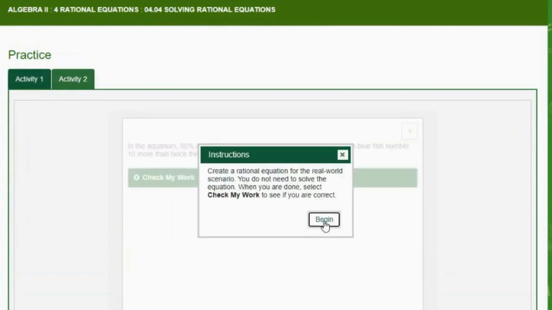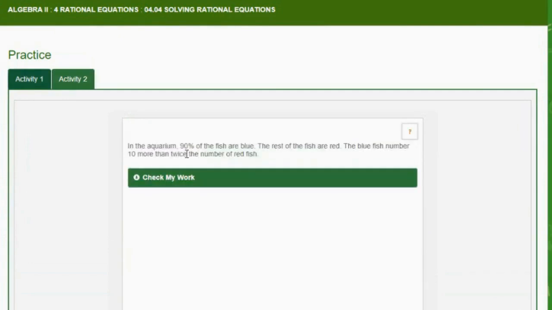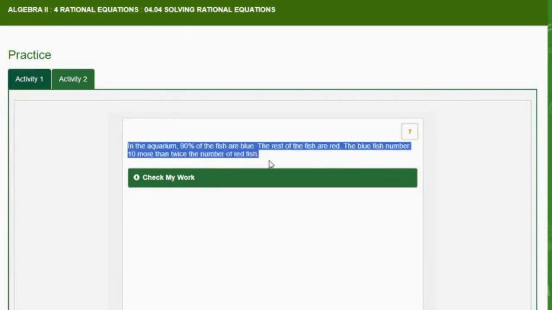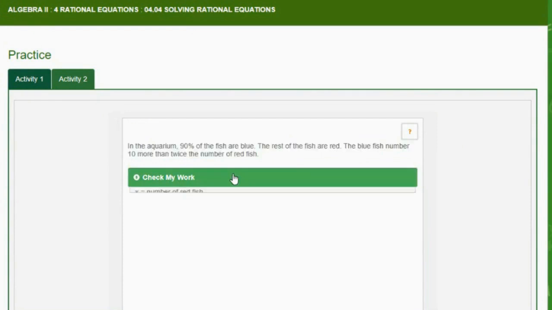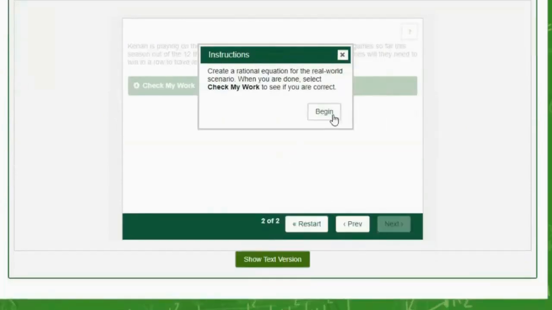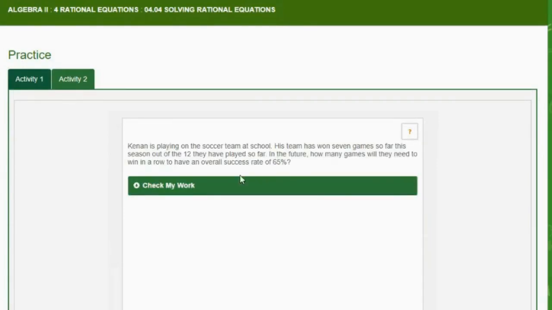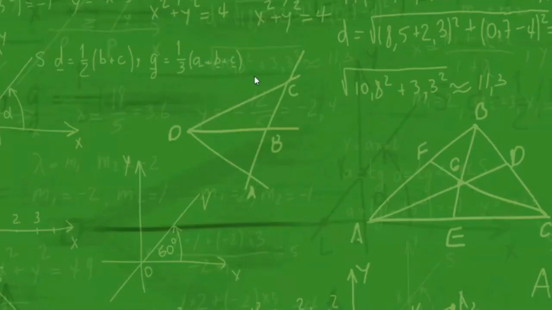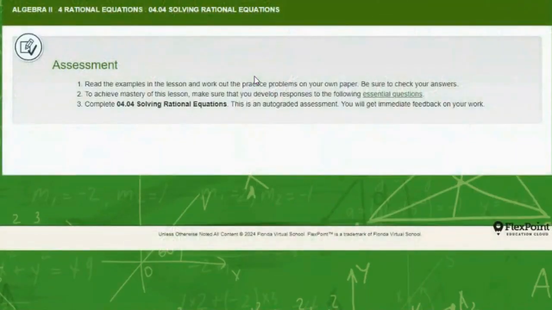Create a rational expression. In the aquarium, 90% of the fish are blue. The rest are red. The blue are 10 more than twice the number of red. Can you set up an equation to solve? That's the tricky part, setting up the equation. There's the equation. And there's 2 of those for you to try. And there's the equation. That's the last, because page 4 just says, read the lesson, do the essential questions.